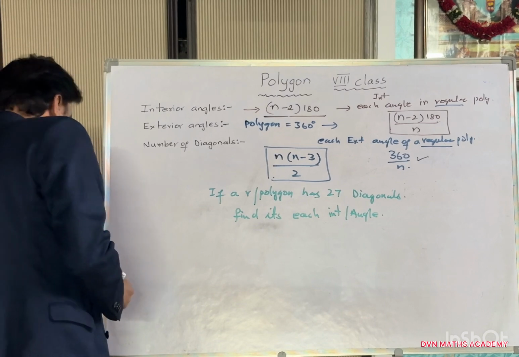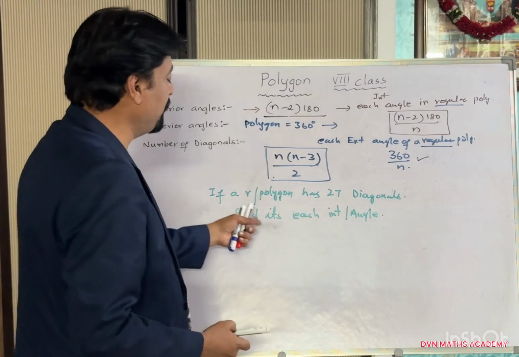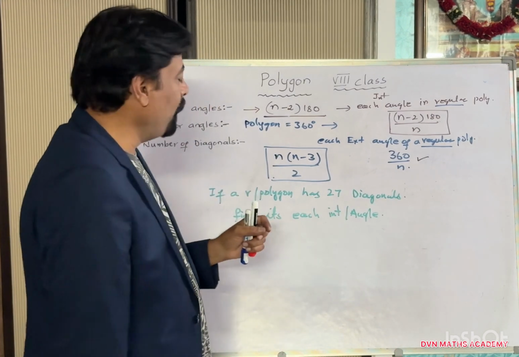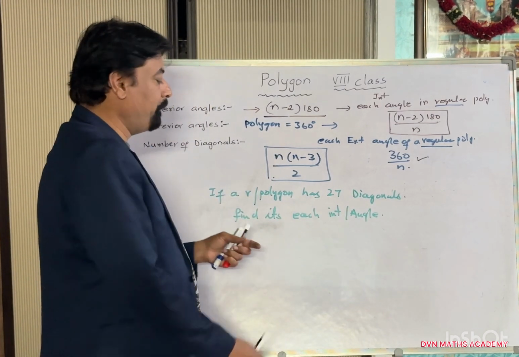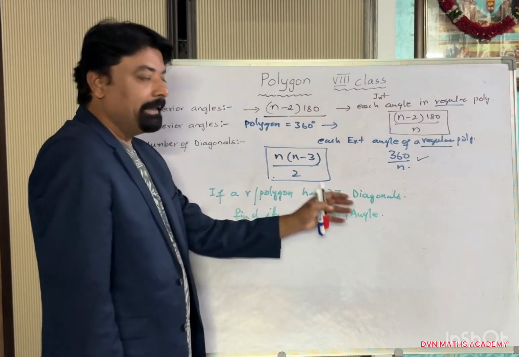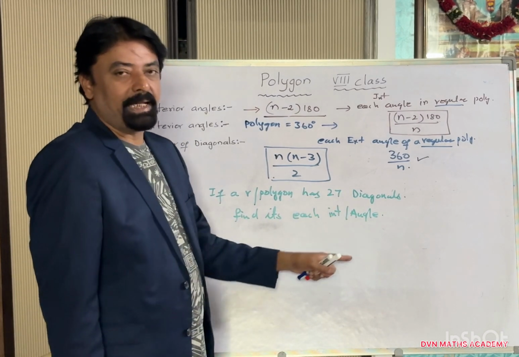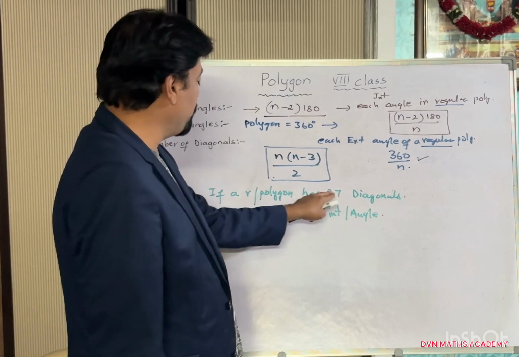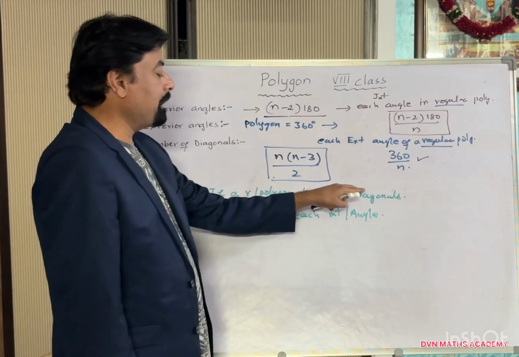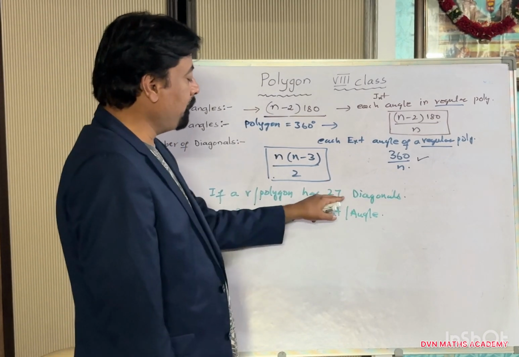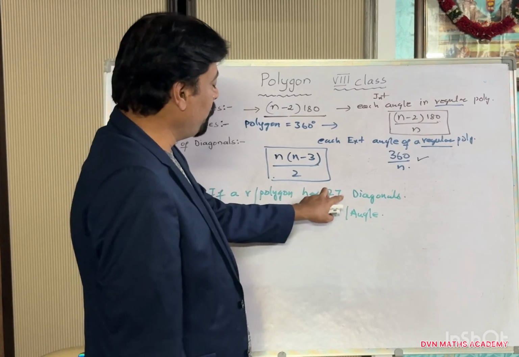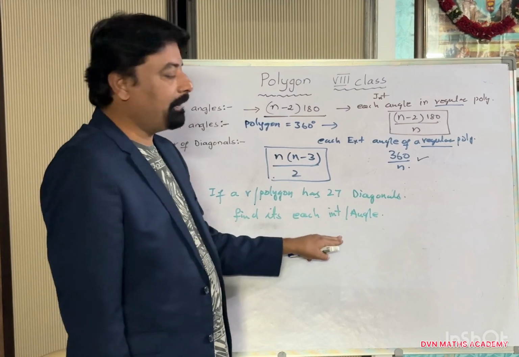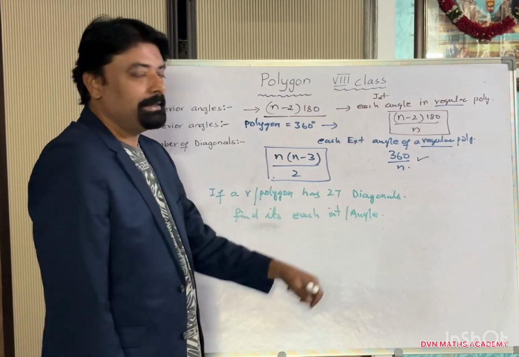Here the number of diagonals is given, and he is asking what its interior angle is. First you need to know what type of polygon it is. If you want to find each interior angle, first you need to know how many sides the polygon has. For that purpose I use the information that it is a 27-diagonal polygon. First I will find how many sides it has. Afterwards, I will find each interior angle.